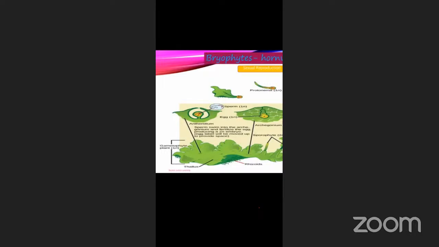In bryophytes, no stomata are there. We know that angiosperm leaves have some stomata. Yes or no? Yes, sir. So some stomata are present, but the bryophyte leaves do not have any type of stomata.